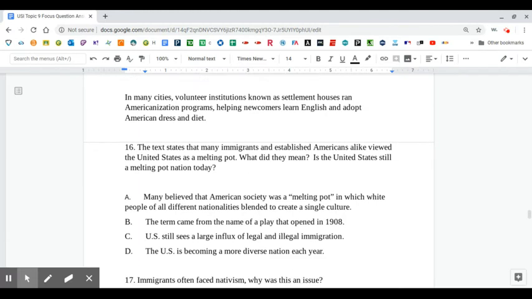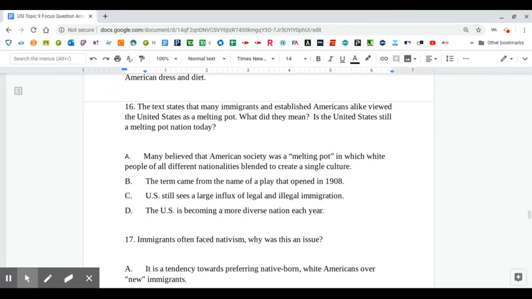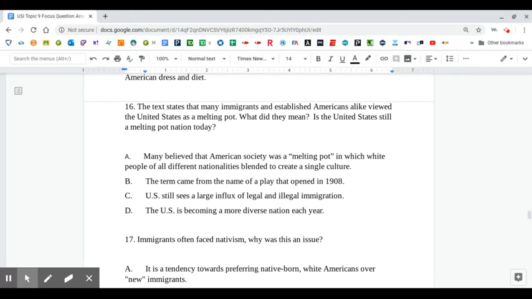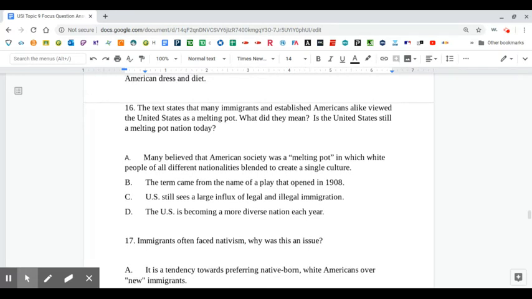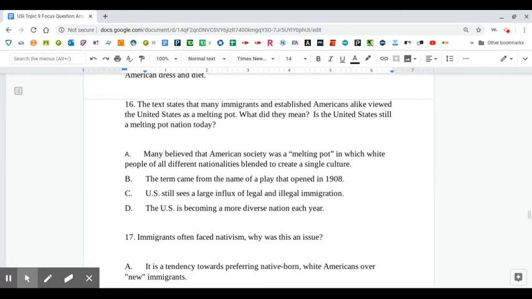Question 16 kind of deals with the initial image we saw of a melting pot in the United States. Many Americans believed American society was a melting pot in which white people of all different nationalities blended together to create a single culture. The term came from the name of a play that had opened in the early 1900s. Americans still see a large influx of both legal and illegal immigration on an annual basis, and the United States has been trending more and more diverse each and every year.